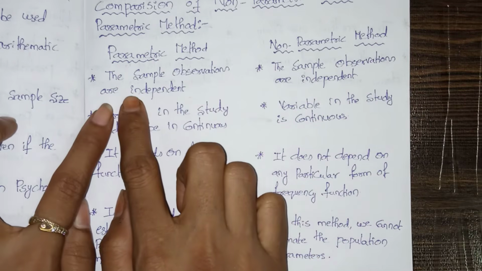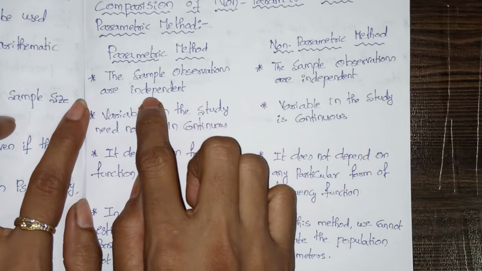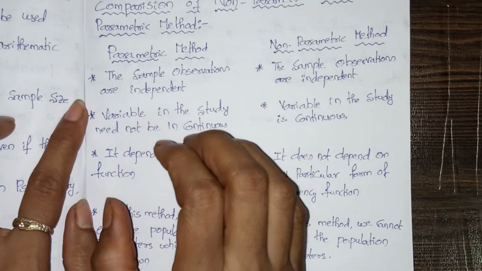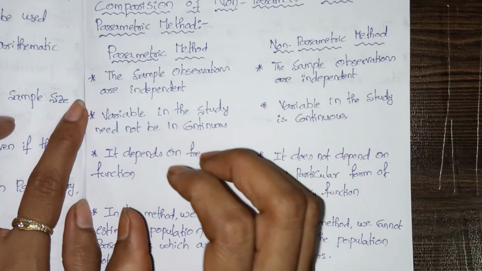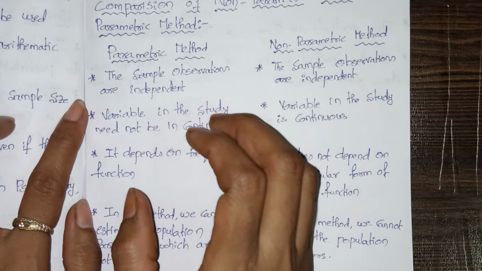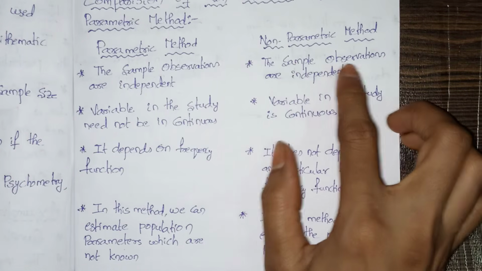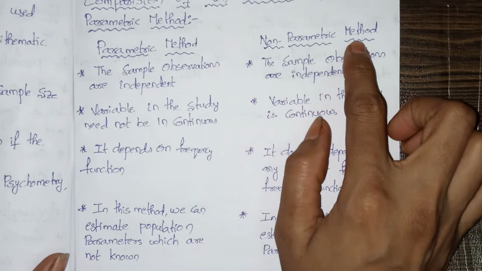See the first point, the sample observations are independent. Here the collection of sample observations is independent, they don't depend on anything, or we don't follow any criteria. Here also the same point, the sample observations are independent. This is in the non-parametric method.